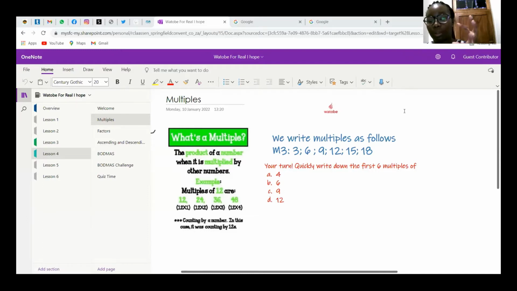All right, so I'm going to give you guys exactly 2 minutes and I would like you guys to do A, B, C, and D for me. Can you find me, let's say, the next 8 multiples of each of those? 4, 6, 9, and 12. Go for it.